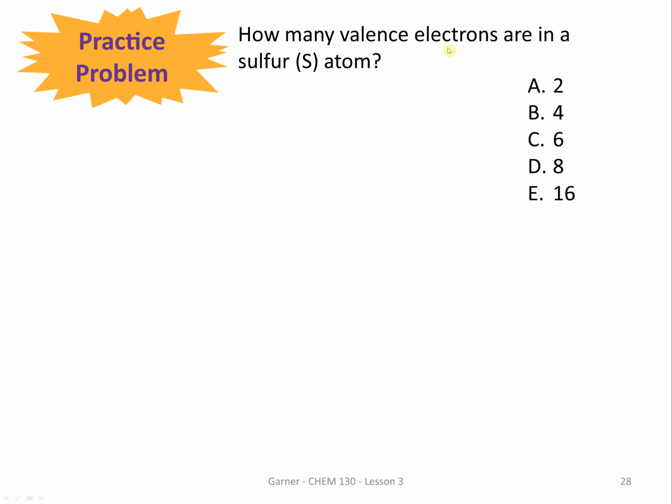All right, so we're trying to figure out how many valence electrons are in a sulfur atom. It would make sense to start by writing out the electron configuration for sulfur. We could start by knowing the atomic number of sulfur, which tells us how many electrons we need. Sulfur's atomic number is 16, so it must have 16 protons. If it's a neutral atom, the number of protons and electrons is the same. So our neutral sulfur atom would also have 16 electrons. That's how many electrons we need to place into subshells.